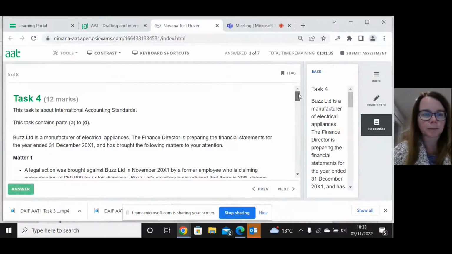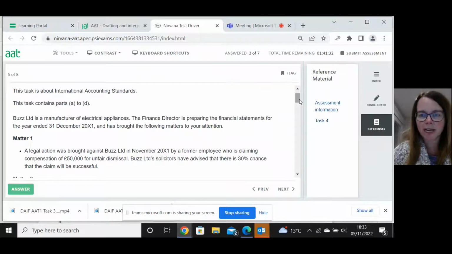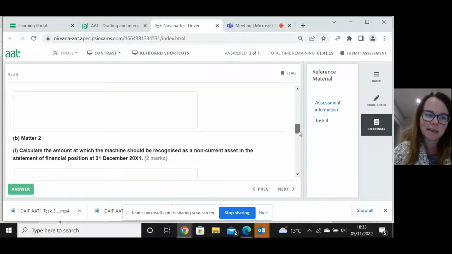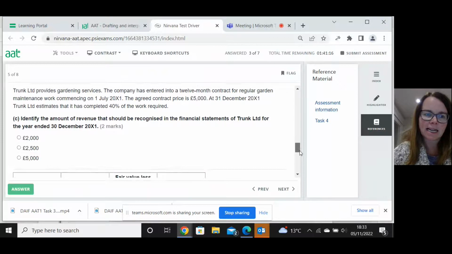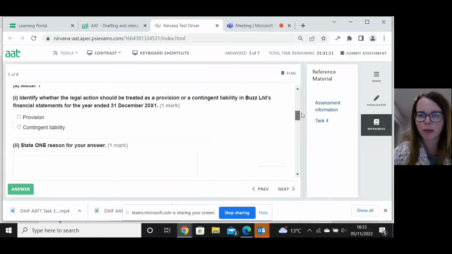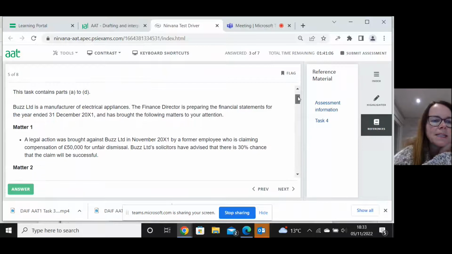So task 4. Again, you do have reference material here for task 4 in the side panel, same as we had for task 1 and 2. This task is all about international accounting standards, and it includes an element of writing for a couple of matters, matter 1 and 2, and then it has 2 multiple choice or tick box computer marked type questions. 12 marks altogether. So Buzz Limited is a manufacturer of electrical appliances.